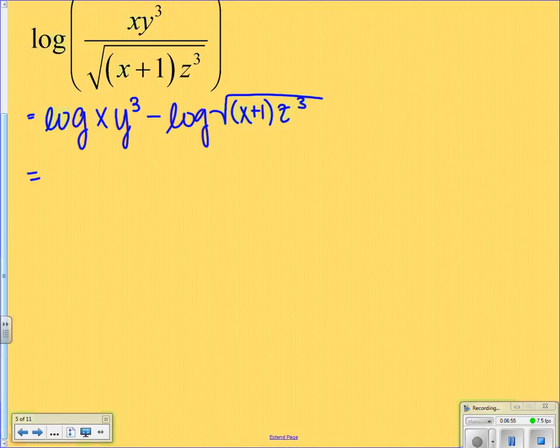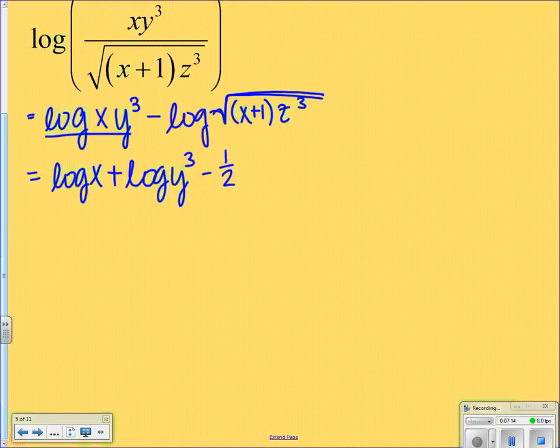Now, these two terms will split into two terms, where you have log of x plus log of y cubed. Because you're multiplying, you can split them with a positive sign. On this next one, we have a radical, and the way we can get rid of that is to make it 1/2 log of x plus 1 z cubed.